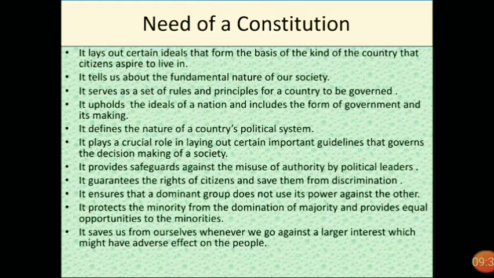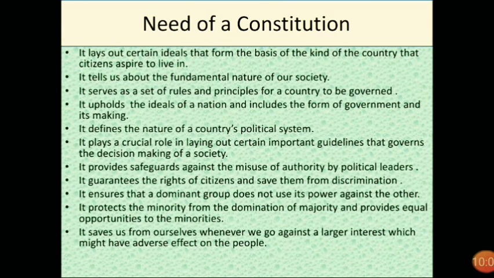It helps to govern the country. It upholds the ideals of a nation and includes the form of government and its making. So in the constitution the form of government is written, and how it will be made, elected and formed. Every principle, rule and regulation is given. It defines the nature of a country's political system. What type of polity or political system the country adopts will be defined in the Constitution.